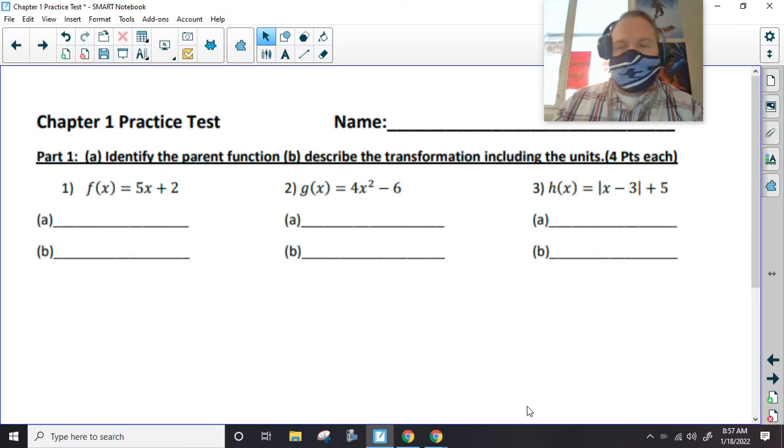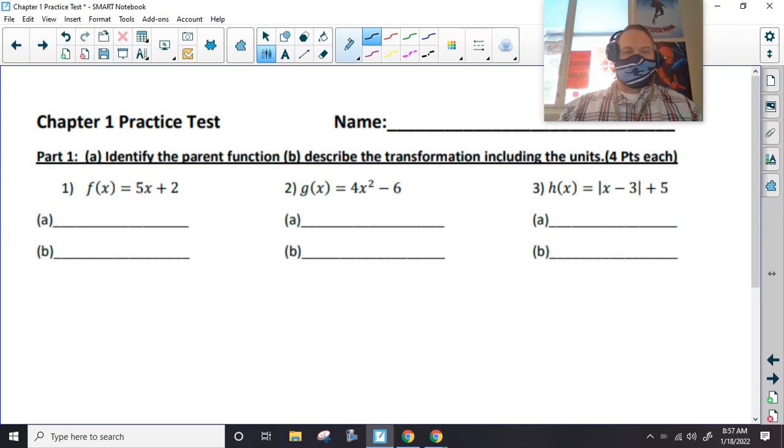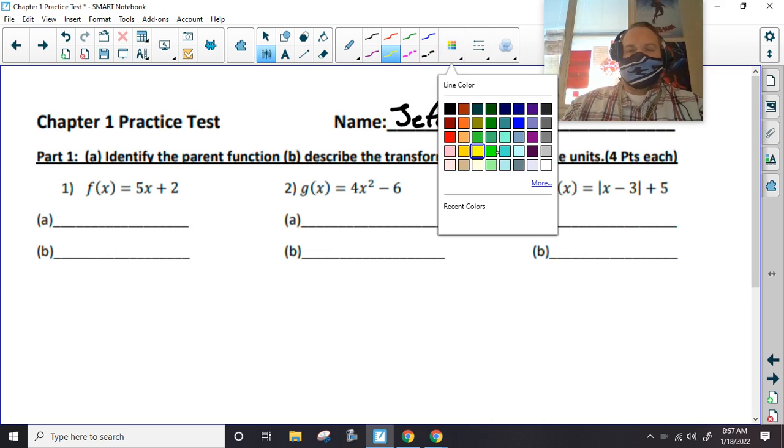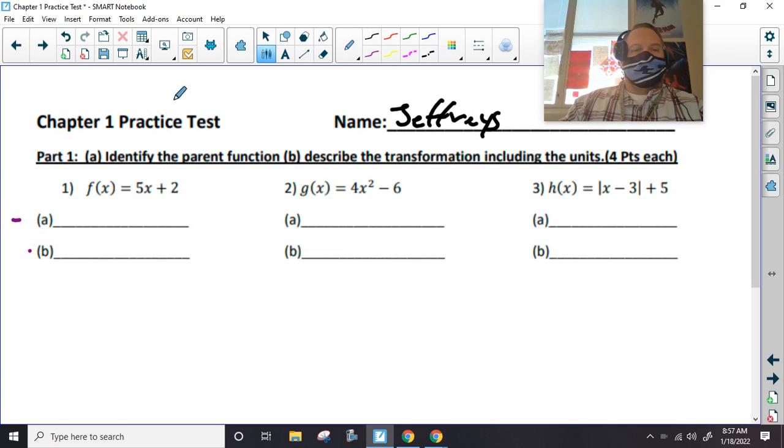All right, we are back from Mr. Jeffrey's Algebra 2. We're going to go over finally our first chapter test, and it looks pretty rough. We're going to make sure my name's on here because this is my work. All right, so remember, each blank right here is worth 4 points.